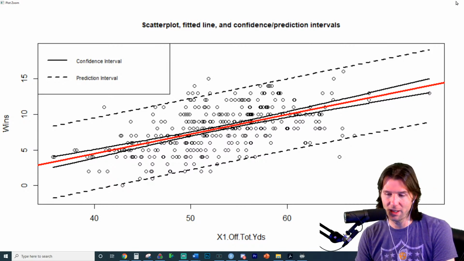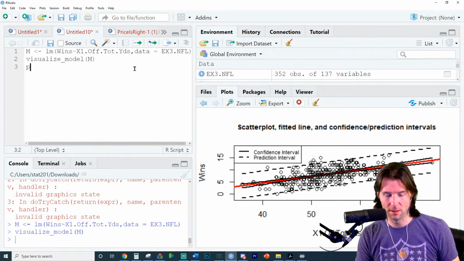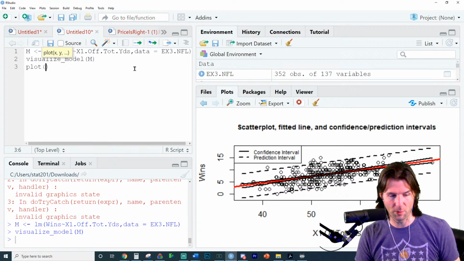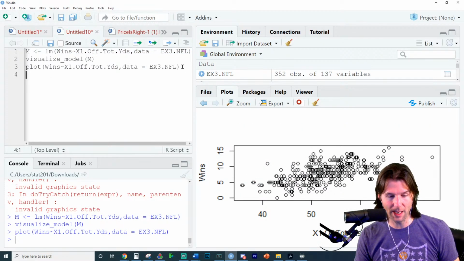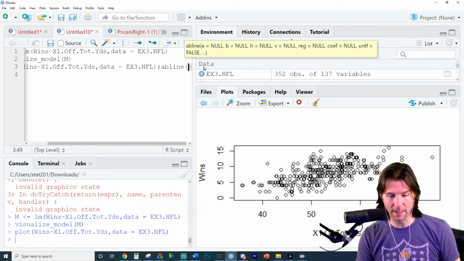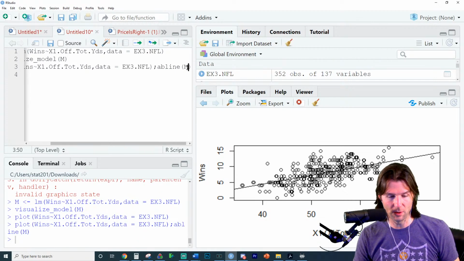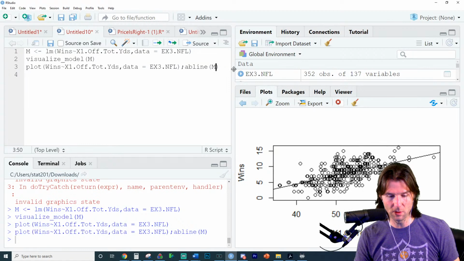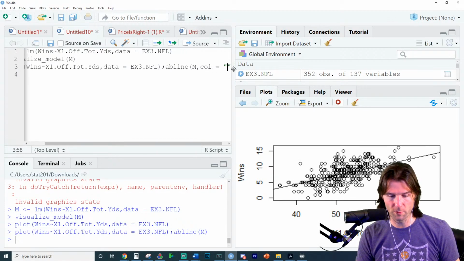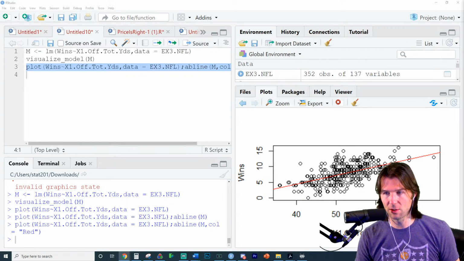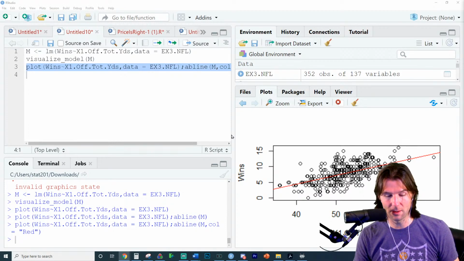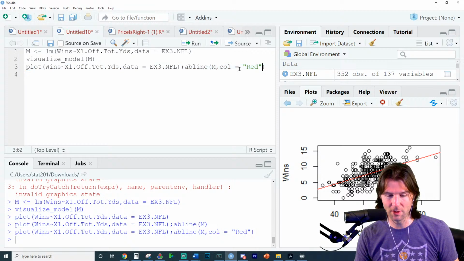You can do it with plot. Plot is not nearly as fun. You go to plot and you take the formula right here. So you just use the same thing right here and you can plot it like that. And then you can go abline m. And then you can make the color of this if you want. So you can do it this way and go to col equals red. So let me drop this in the chat right here. But this is how to do it using plot, which I'm not a big fan of.